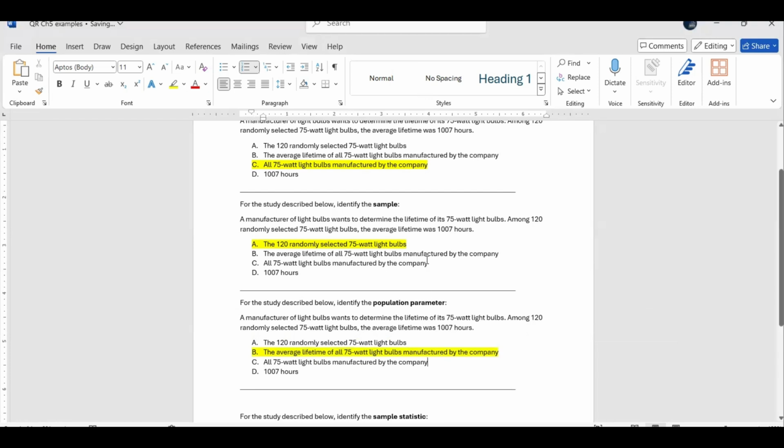So remember, the population is the big picture group they're interested in. The population parameter is the data they want from that group. In this case, they're looking at average lifetime.